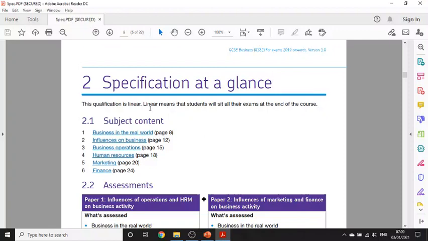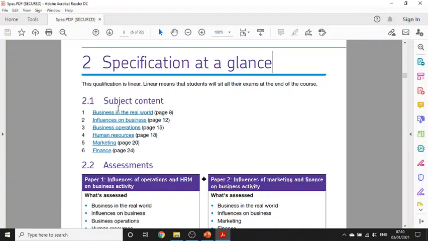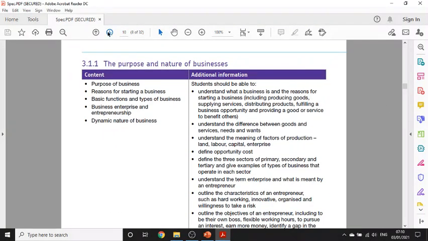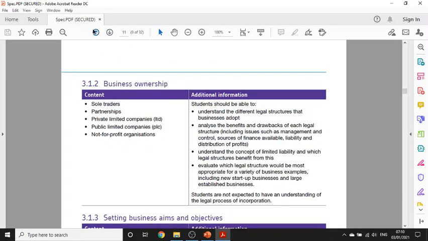This is released by the GCSE or A-level exam board, and it tells you the subject content. So this is GCSE business. You can see there are 6 units. Let's say that I wanted to do a knowledge organiser on business in the real world. Well, what I can do is have a look through the topics in business in the real world.